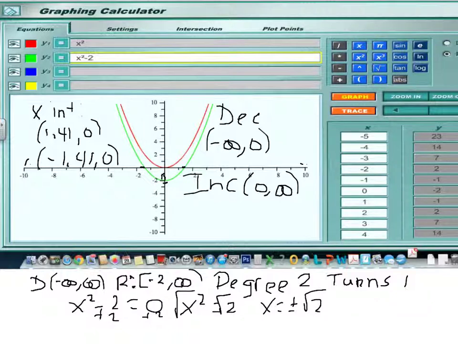And then if you look at the y-intercept, that one's easily seen at 0, negative 2. So the y-intercept is 0, negative 2. That's also the vertex of this function, the key point that we've been looking at. And that's also the minimum value of this function.